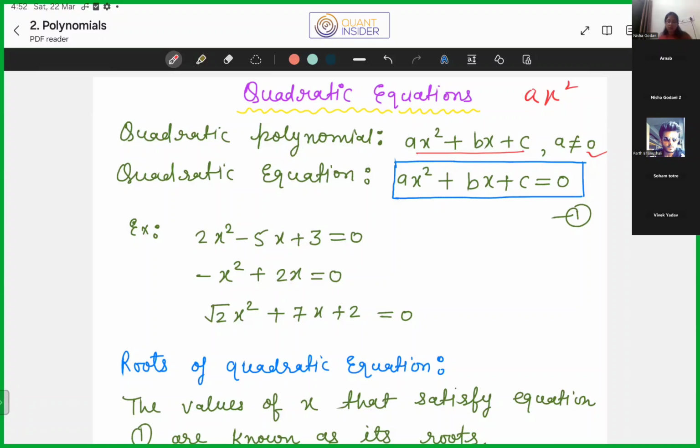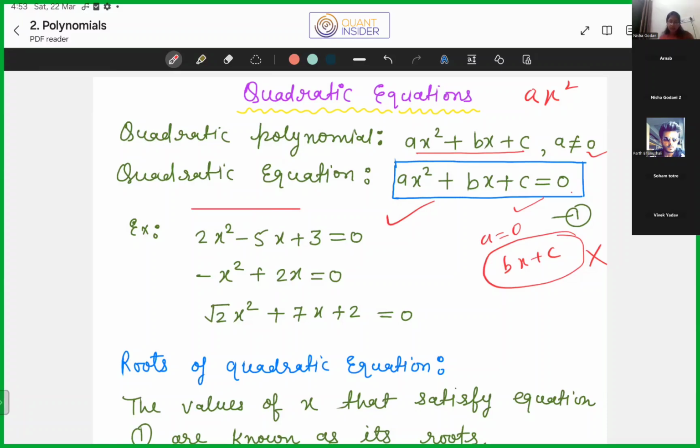But suppose a is 0, and you are left with bx plus c, with b and c non-zero. This is not a quadratic polynomial. So keep in mind the coefficient of x square must be non-zero. Now what is a quadratic equation? When this polynomial is equated to 0, you get a quadratic equation. Polynomials are special forms of expressions, and equations are obtained when the polynomial is equated to 0.